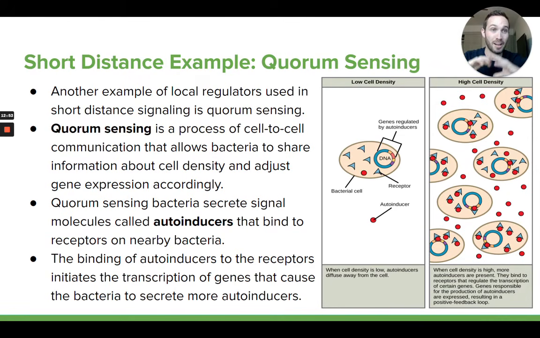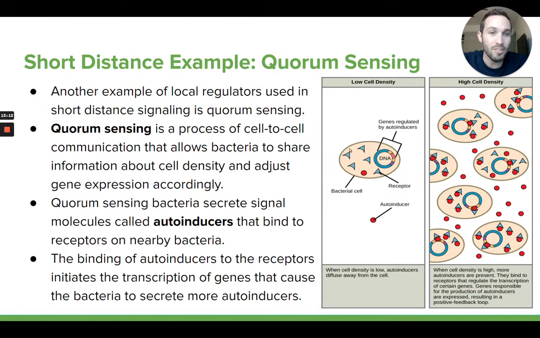So they're kind of communicating in a way that makes what they're all doing kind of in sync together. And so the way this works is you have these certain types of bacteria cells that can release these signaling molecules called autoinducers. So autoinducers are the ligand that's being produced in this situation by these bacteria cells.